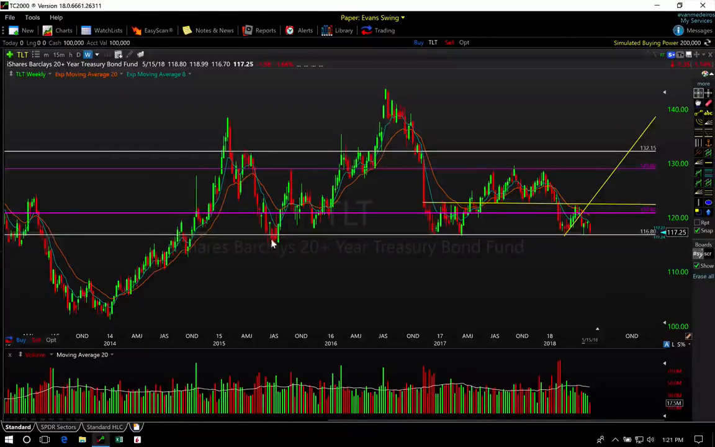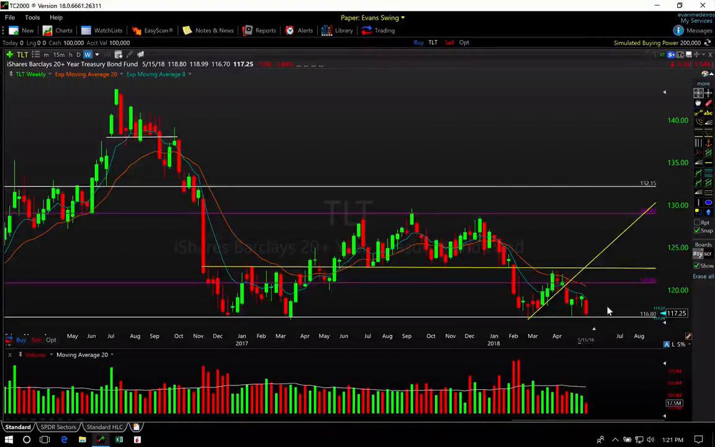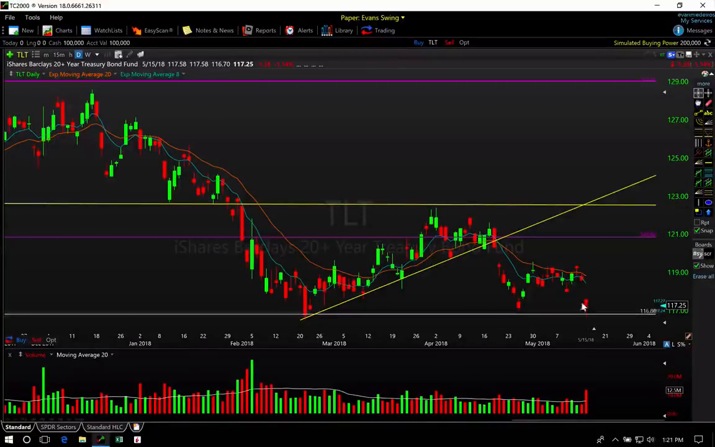We've been above this 117 level. We tested it in 2015. We've tested it multiple times, and now here we are again, potentially making new closes below that level, which would be a pretty significant, high impact level for the yield curve and for the bond market in general.